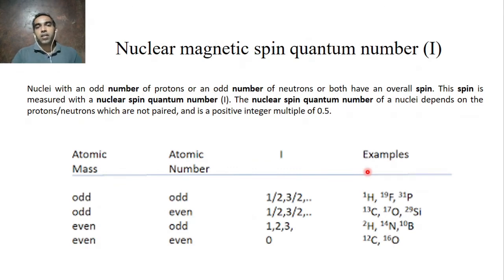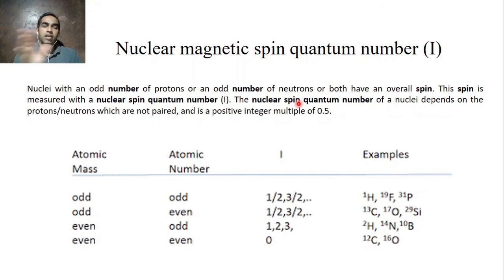There is something called the nuclear magnetic spin quantum number. I think we have already studied quantum numbers in the previous classes, maybe in PUC, like the azimuthal quantum number, principal quantum number, spin quantum number, all these things. This is the nuclear magnetic spin quantum number. Okay, this is associated with the nucleus.